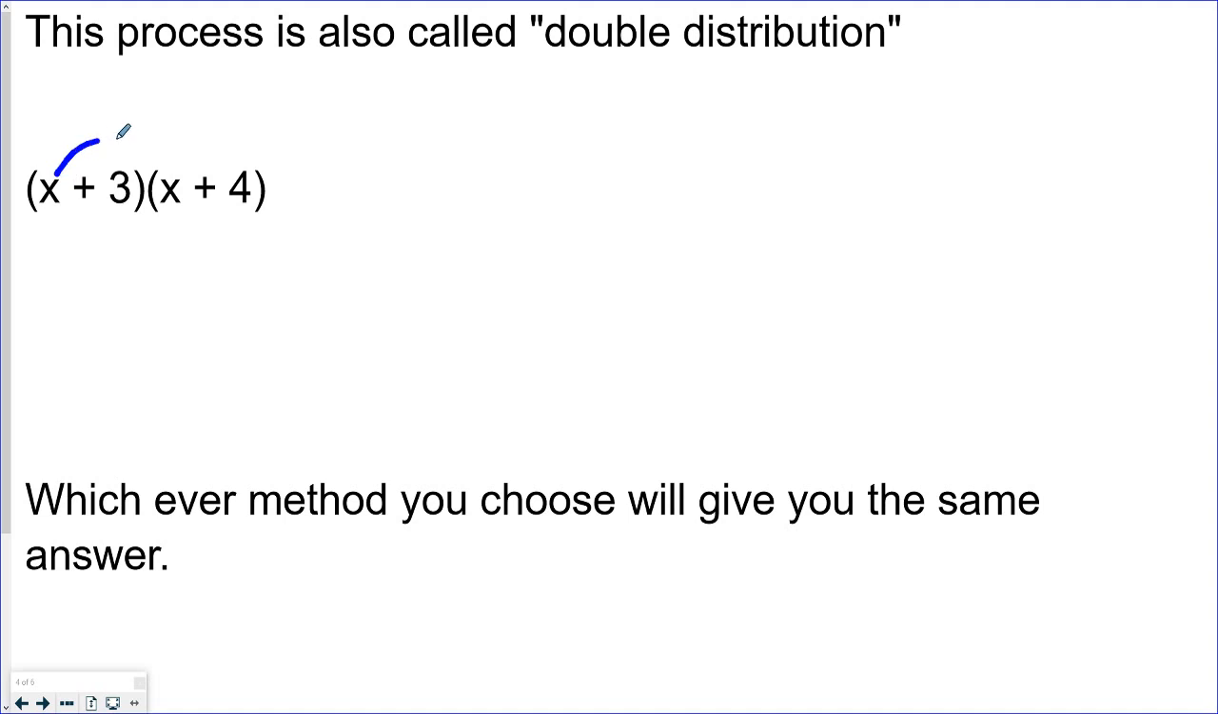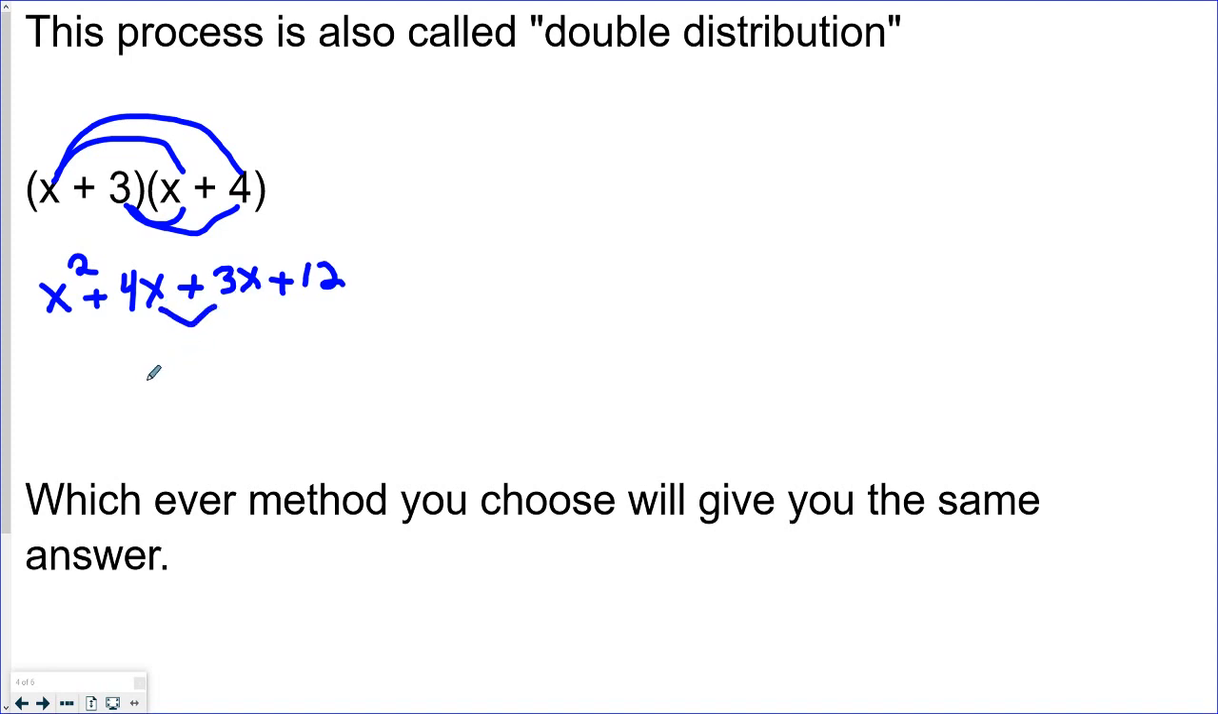I'm going to take x times x and x times 4. Well, x times x, that's x squared. X times 4, that's 4x. Now it's the 3 term. 3 times x and 3 times 4. 3 times x is 3x. 3 times 4 is 12. Combine your stuff together and you get x squared plus 7x plus 12, just like we did before, because it wouldn't be a correct method if we got a wholly different answer, wouldn't it?